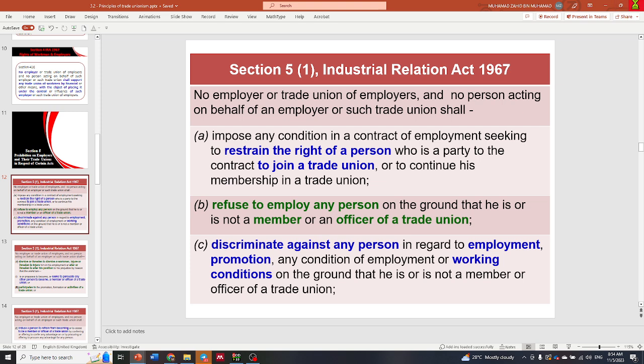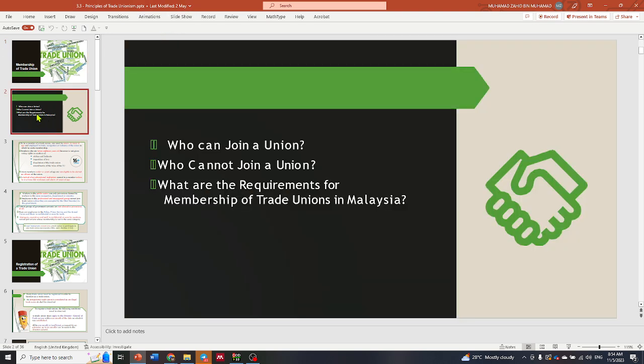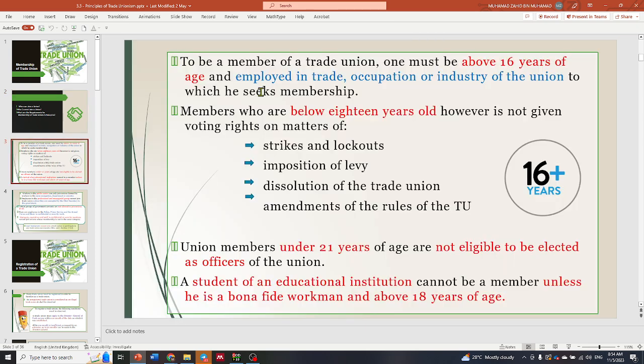Jadi moving on, kita akan proceed dengan 3.3 ya, Principles of Trade Unionism lagi, chapter 3 ni. Tapi you are discussing about membership of trade union. Jadi in this chapter we are going to discuss who can join a union, who cannot join a union, what are the requirements for membership of trade unions in Malaysia. To be a member of a trade union, one must be above.